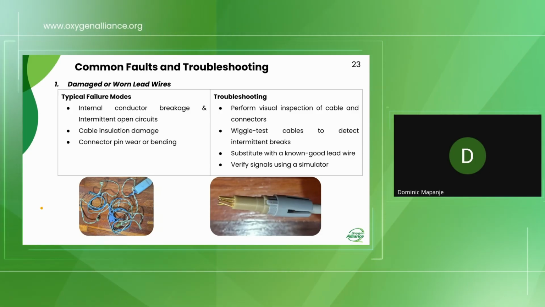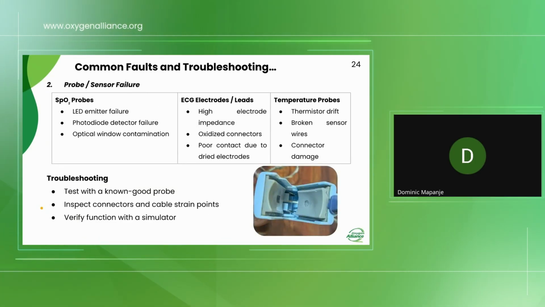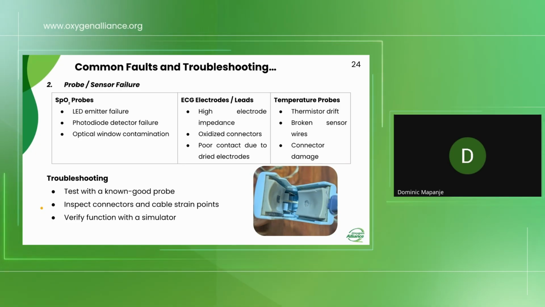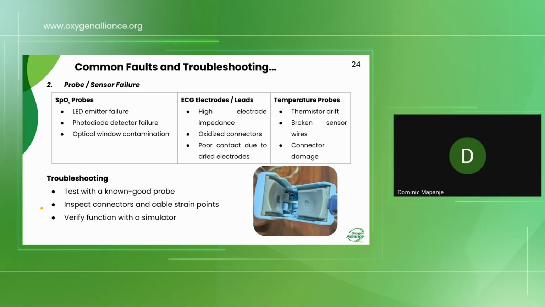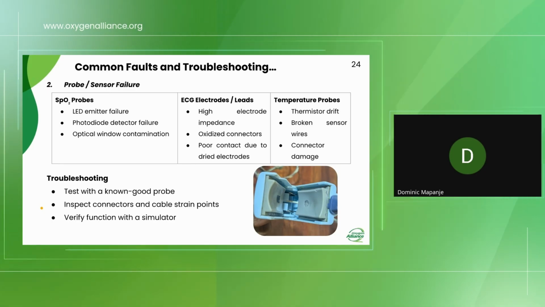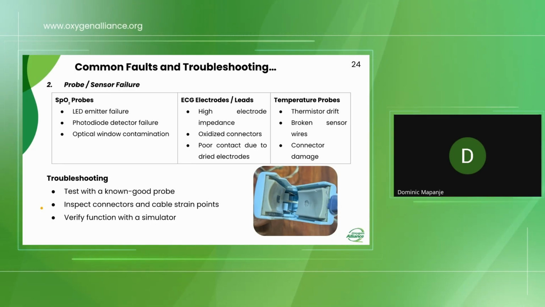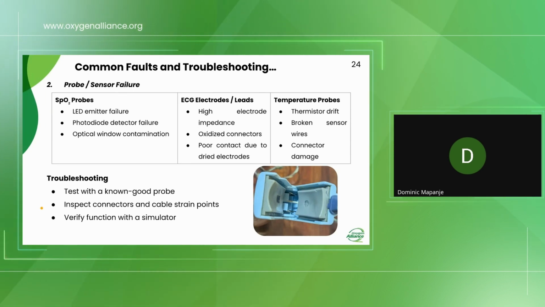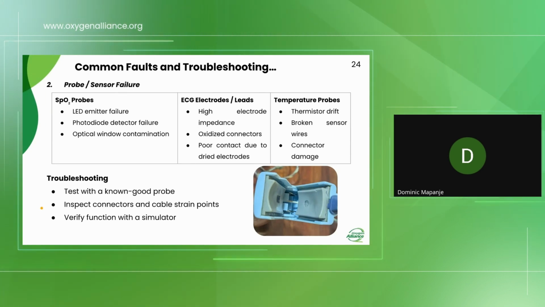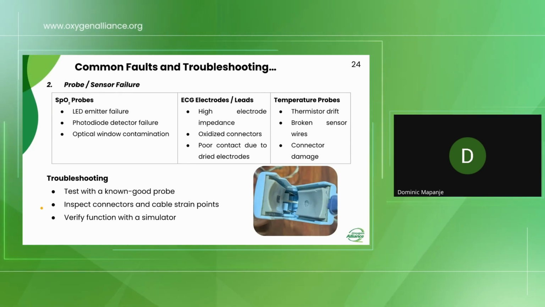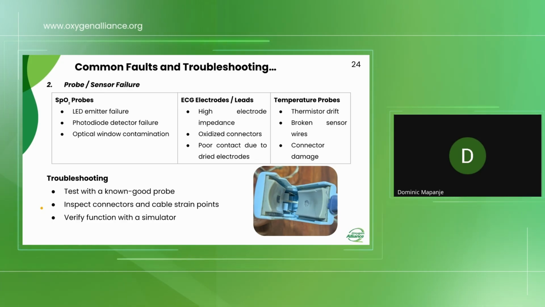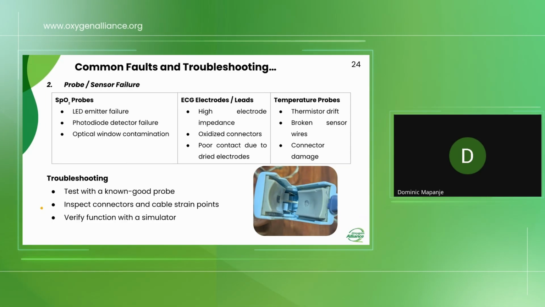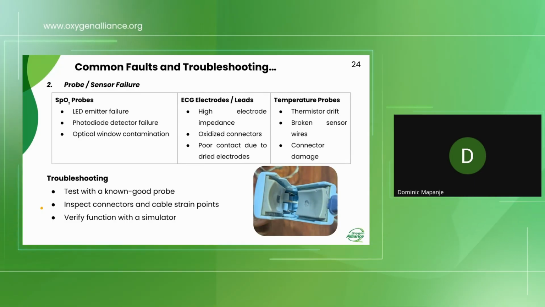And going on, we have probe sensor failure. That can be CO2 probes, ECG leads or temperature probes. So for CO2 probes, mostly you find that the LED emitter, you cannot see the LED lights. The LED emits the light, but you cannot see it. You cannot see any lights here. So you know that there's a problem.